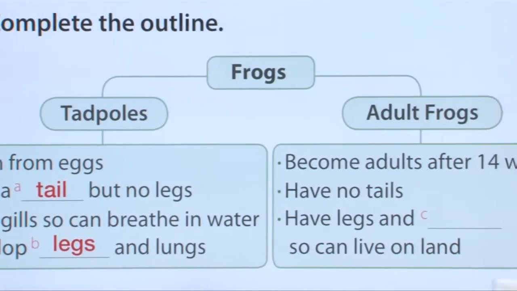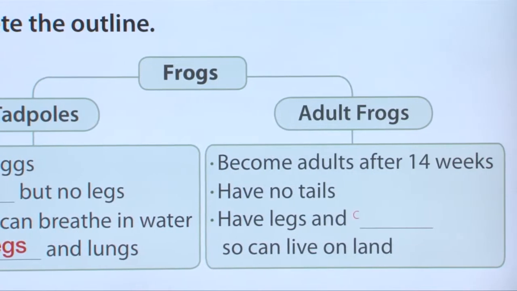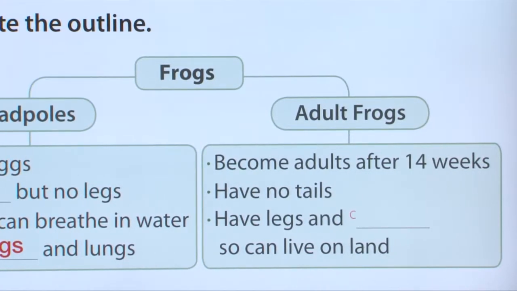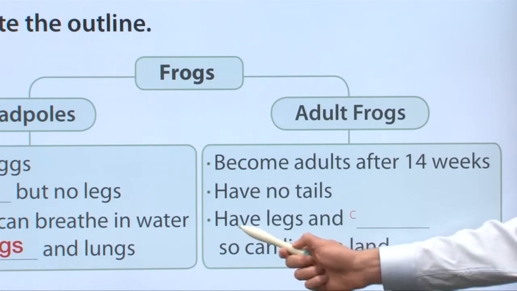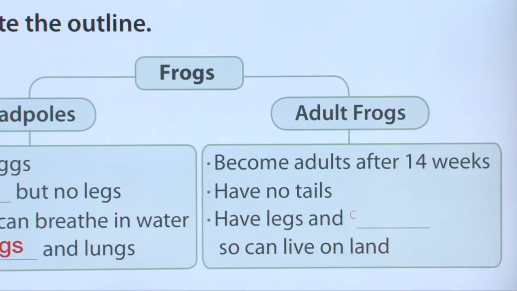All right, now let's look at adult frogs. Adult frogs, well, they become adults after 14 weeks. They have no tails. Yes, they lose their tails. They have legs and blank. What goes in the blank here? I'll give you a hint. It connects over to the last part of the tadpoles, right? So the answer here is lungs. Yes, they have legs and lungs so they can live on land.